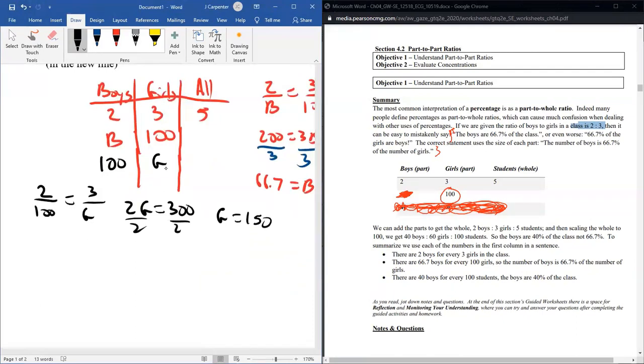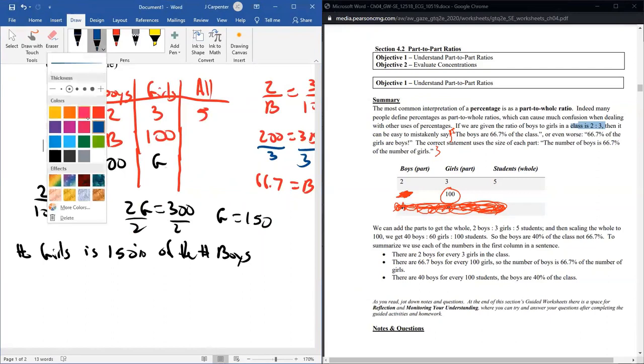So that says if you call the boys 100, there would be 150 girls. Or the girls are 150% of the size of the boys. So the number of girls is 150% of the number of boys. In other words, if there were 200 boys, you multiply it by 150% to get girls. So you multiply by 1.5 and you'd have 300. Again, nowhere in this statement was anything about all because we didn't use the 100 in the all.